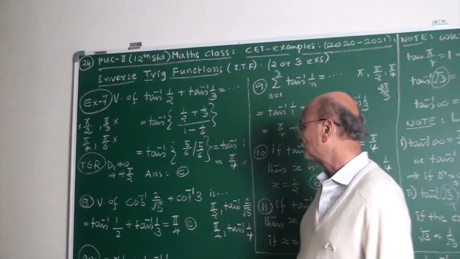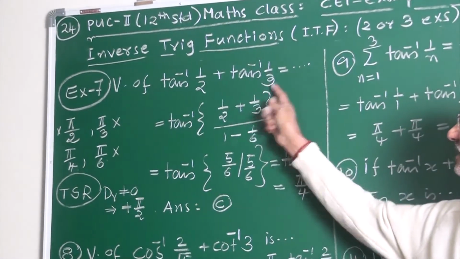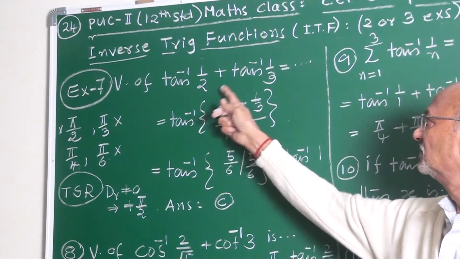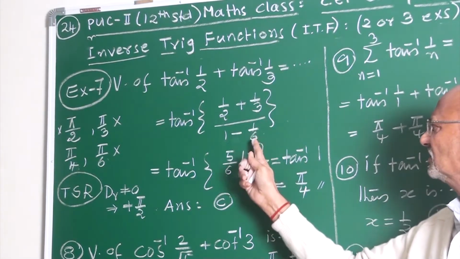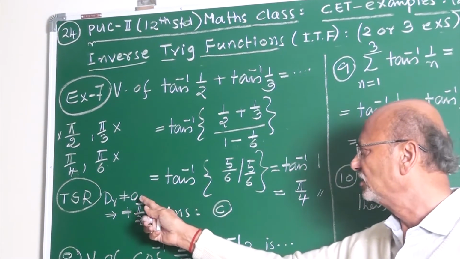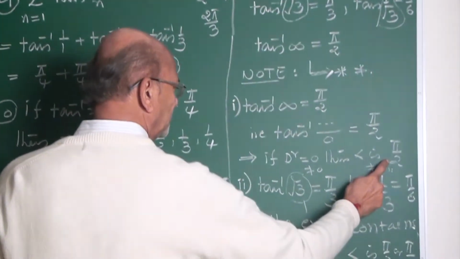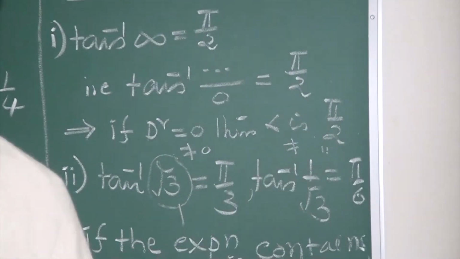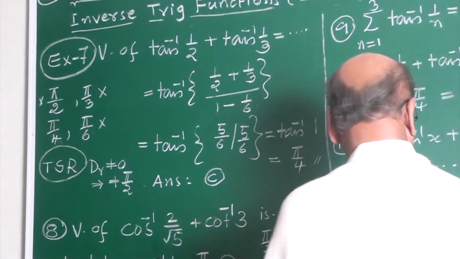So, in this case, I have shown both: tan inverse 1 by 2 plus tan inverse 1 by 3. We have applied that tan inverse x plus tan inverse y is tan inverse of sum upon 1 minus the product. What is your observation? First, the denominator. Is the denominator 0? No. Denominator is not equal to 0. If the denominator is 0, my friends, the angle is pi by 2. If the denominator is not equal to 0, the angle is not pi by 2. Not pi by 2. What is next?